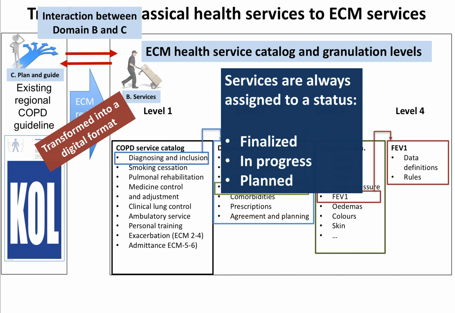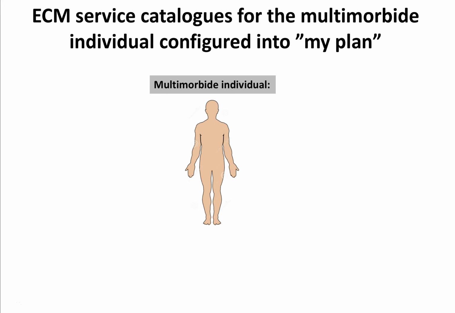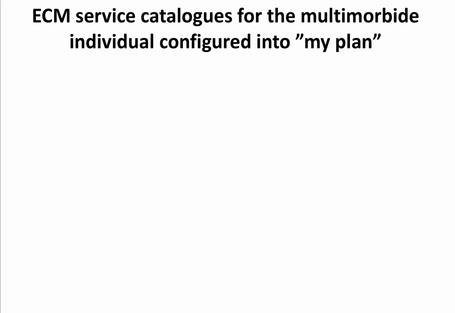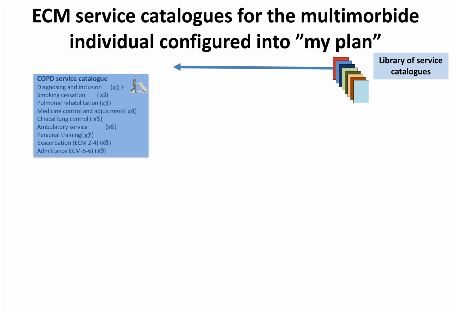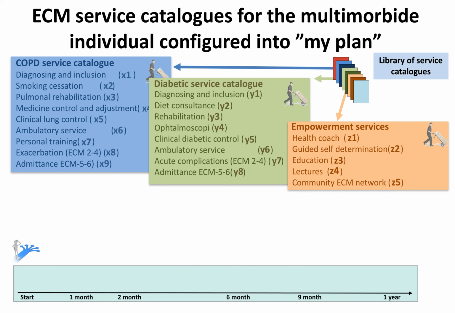Here is an illustration introducing a patient with multimorbidity. The e-doctor is in the process of examining a person in an inclusion examination. And it turns out that the person, in addition to COPD, also suffers from type 2 diabetes. In order to put together a plan for this person, the e-doctor now unfolds the service catalogs for COPD, type 2 diabetes and the catalog of empowerment. Based on a time horizon of 12 months, various relevant services are planned, discussed and agreed upon in collaboration with the person at hand. Hereby an individual plan, my plan, is constructed.